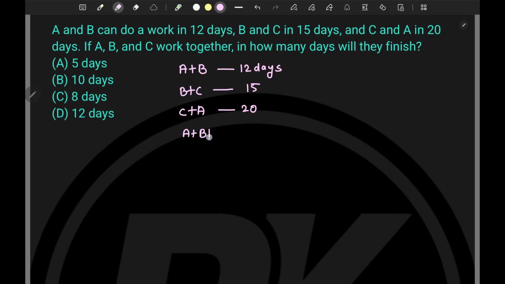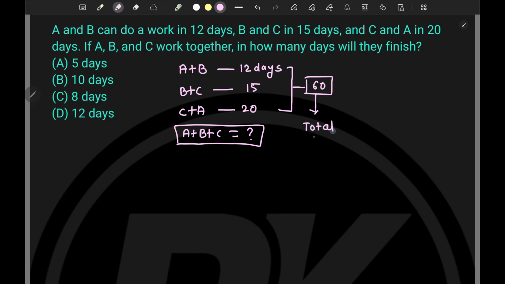That means, in this case, how many days are required to complete a particular work? That is asked. So similarly, using the LCM method, find out the LCM. So what is the LCM of 12, 15 and 20? It will be around 60, right? The LCM is 60. So this is what we have considered as the total work, right?